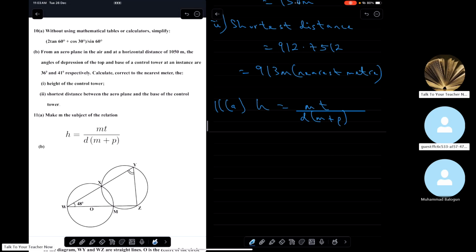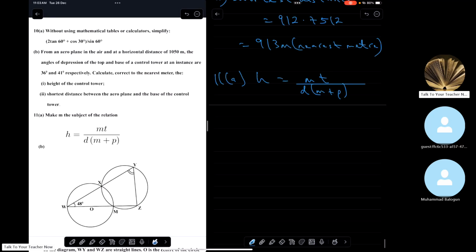Where's the second page? Tell me everything now. All right, so let's go. That means you didn't even get this one. First of all, Mohammed, look at that. What you do is cross multiply. Have you seen that? That's going to be HD into bracket M plus P equals what, Mohammed?